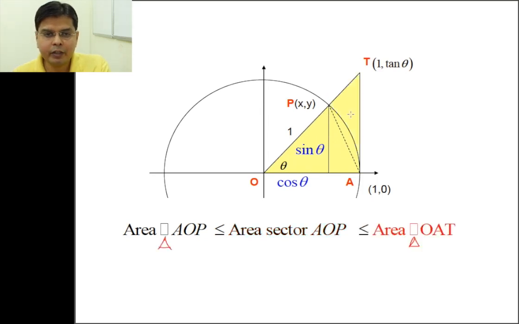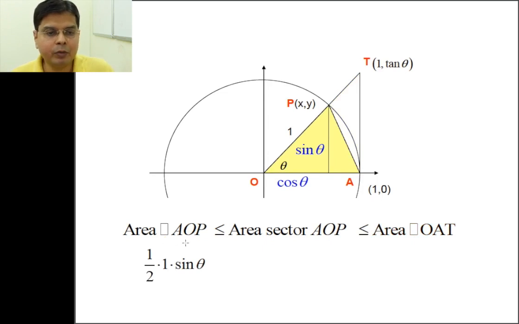Similarly, this sector AOP will be less than the whole triangle OAT. Why? Sector AOP is this yellow region and triangle AOT is the whole region. So this is very clear. The area of triangle AOP is less than the area of sector AOP, which will be less than the area of the bigger triangle OAT. Now this is the key idea upon which I will build and derive this limit.